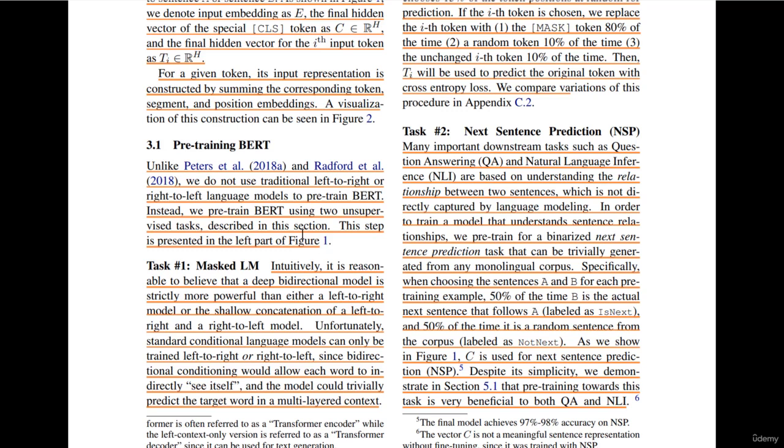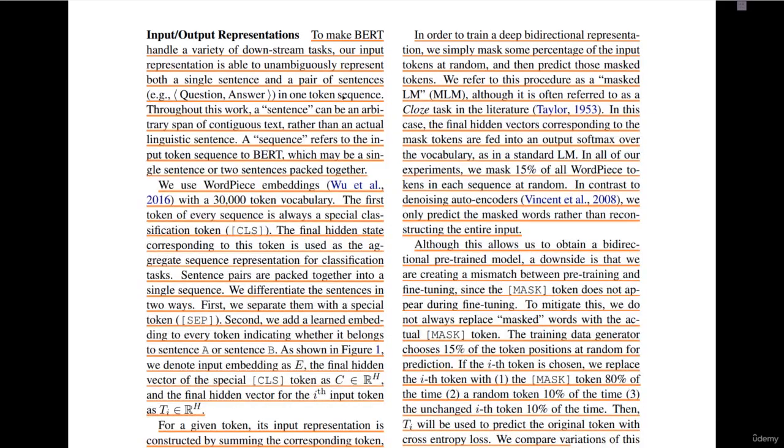Unfortunately, standard conditional language models can only be trained left-to-right or right-to-left, since bidirectional conditioning would allow each word to indirectly see itself, and the model could trivially predict the target word in a multi-layered context. Hence, in order to train a deep bidirectional representation, we simply mask some percentage of the input tokens at random, and then predict those masked tokens. This is referred to as a masked language model or the cloze task.